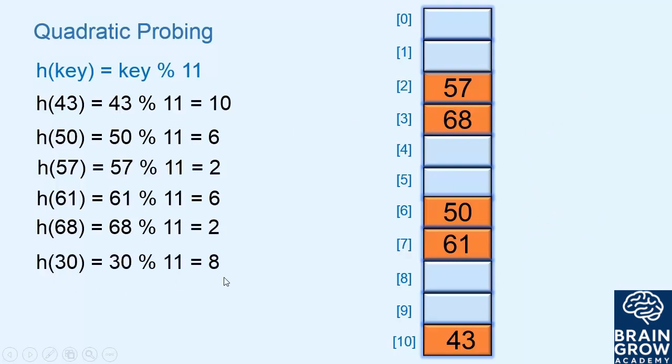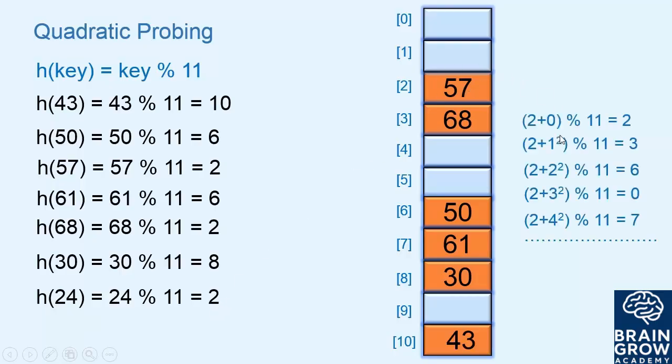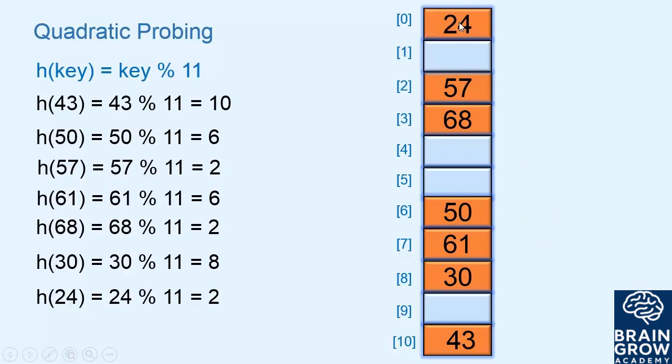Now this key 30 is mapped to location 8. This location 8 is empty, so we can insert it here. Next we have this key 24. It is mapped to location 2. Now location 2 is not empty. So this is the sequence of locations that we'll try. First we'll try this location 3. It is not empty. Then location 6. It is also not empty. Then location 0. It is empty. So we insert the key here.